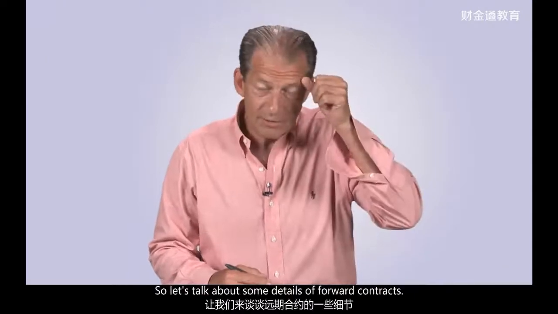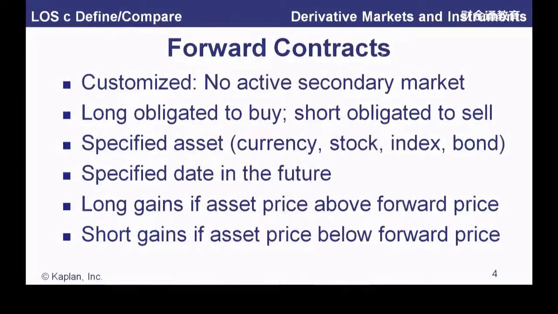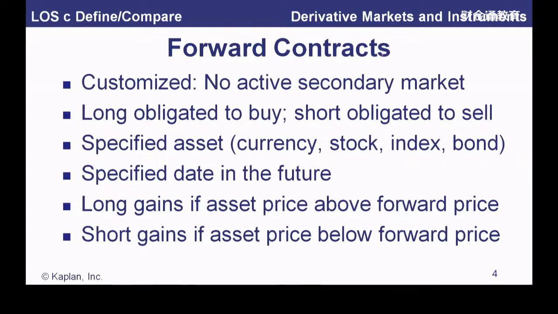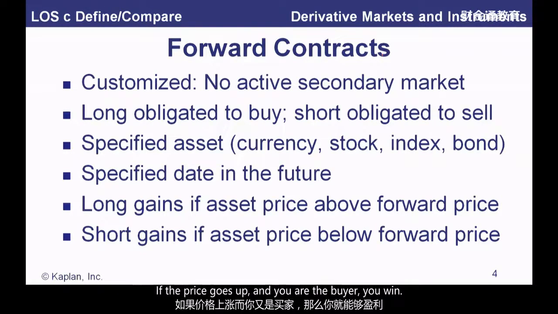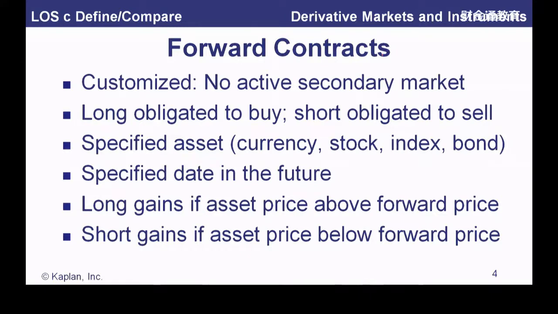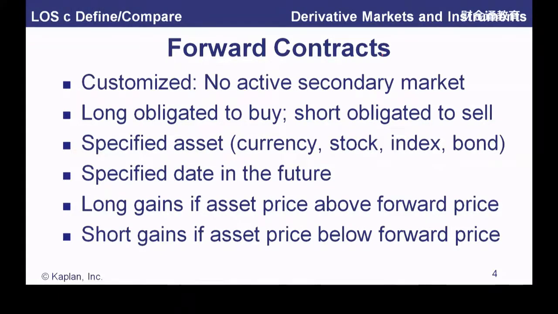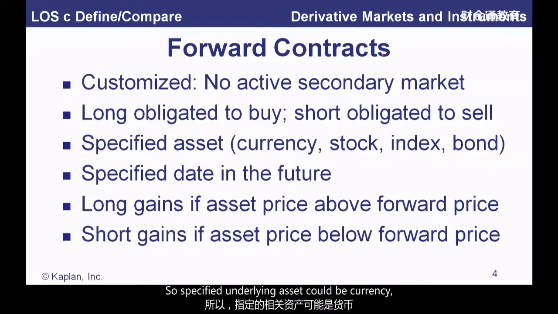So let's talk about some of the details of forward contracts. With forward contracts, you typically promise to buy or sell something in the future at a specific price, and you're obligated to do it. Okay? If the price goes up and you're a buyer, you win. If the price goes down and you promise to sell at a given price, you win, and you can lose on the other side.